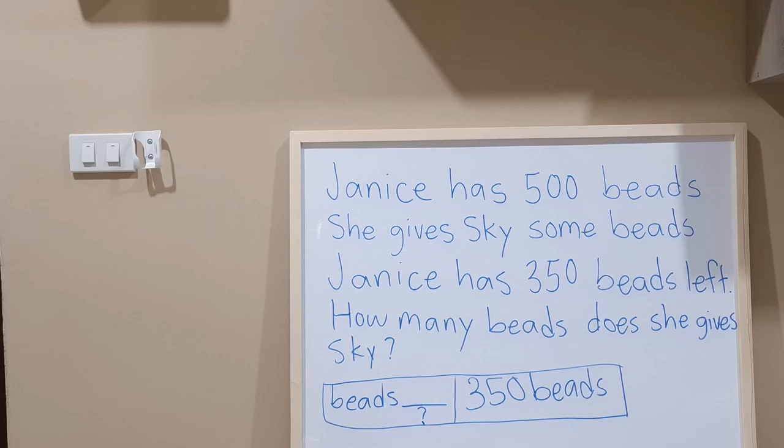Let us subtract. 500 minus 350. 0 minus 0 is 0. 0 minus 5 cannot be. So we need to borrow from our neighbor. So 0 will become 10 because 0 will borrow from 5. 5 will become 4. So now we can subtract. 10 take away 5 is 5.